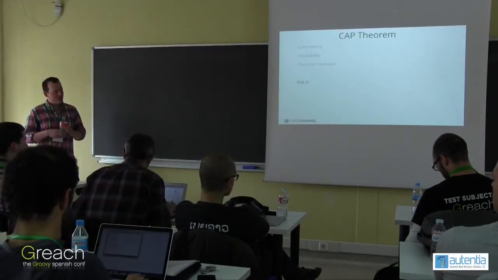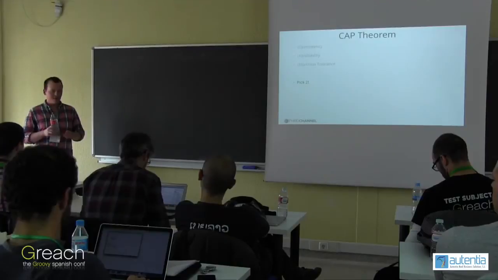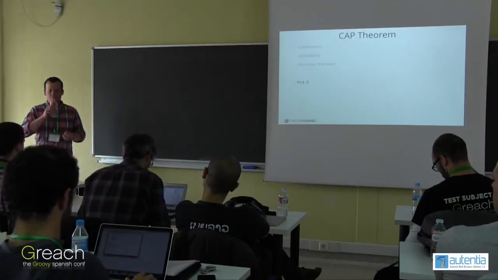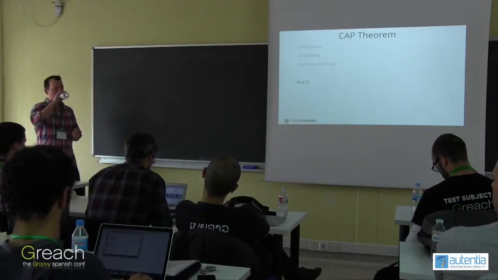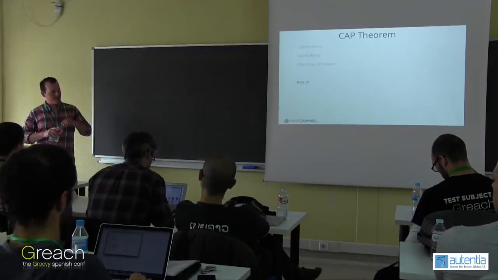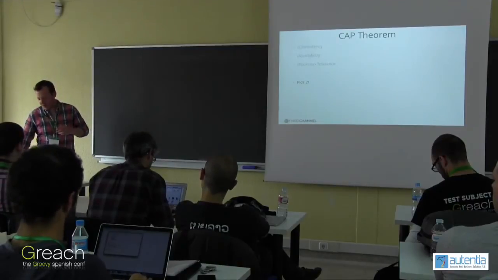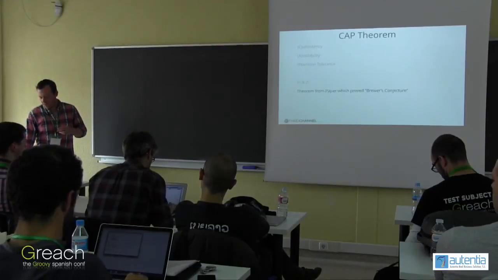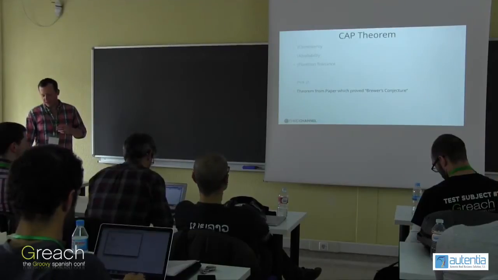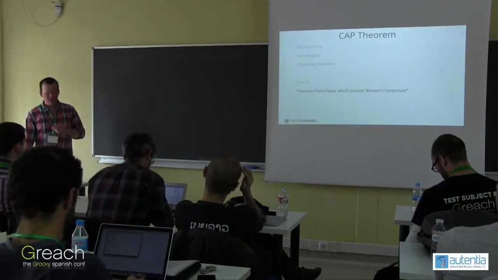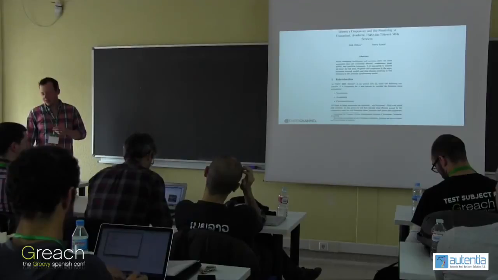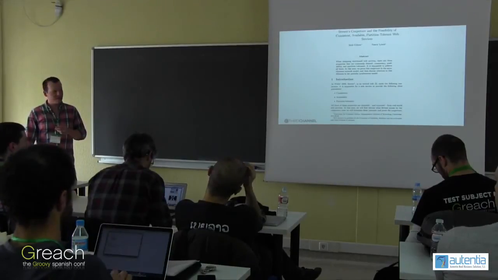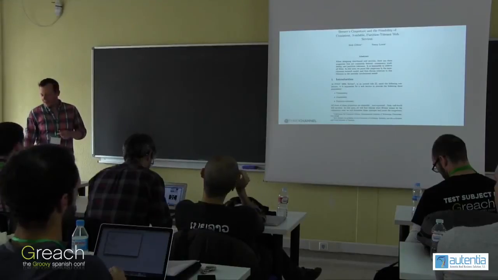And for a distributed system, you're only allowed to have two of these attributes at any given point in time. And I think, based on what I talked about before, you can probably see where I'm going with this. A little bit of history: this was originally called Brewer's conjecture, and it was actually proved in 2012, so it became a theorem.